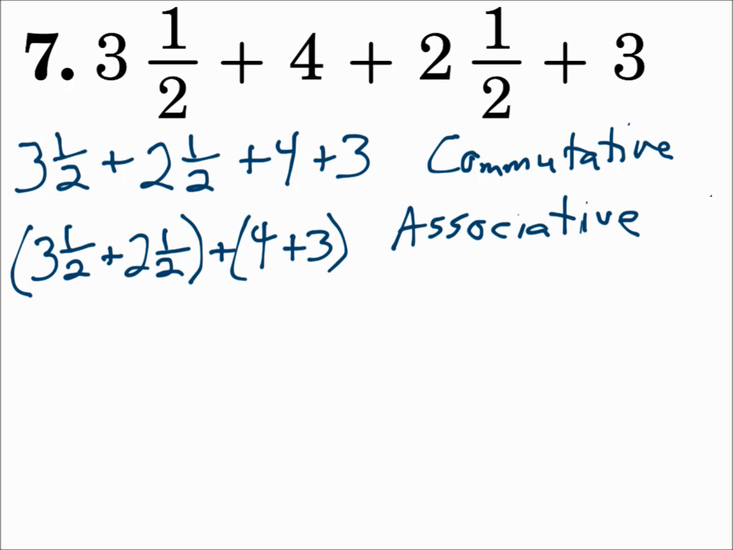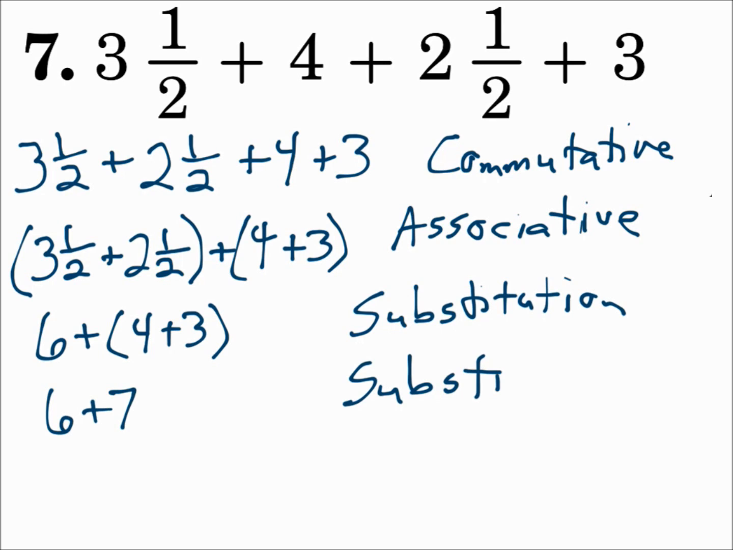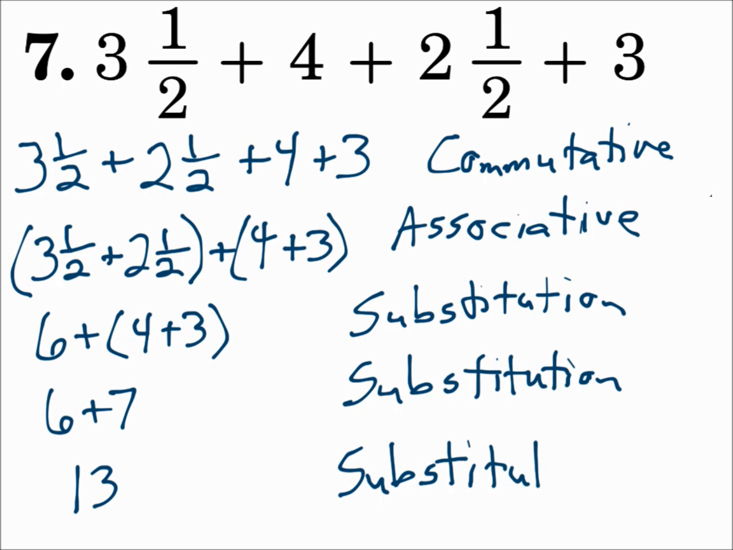Now add 3.5 plus 2.5, and you get 6. That's substitution. When you add the 4 and the 3 together, you get 7, and that's another substitution. And finally, you get 13 with another substitution. We changed the order to get the fractions together so that we would have easier numbers to use.